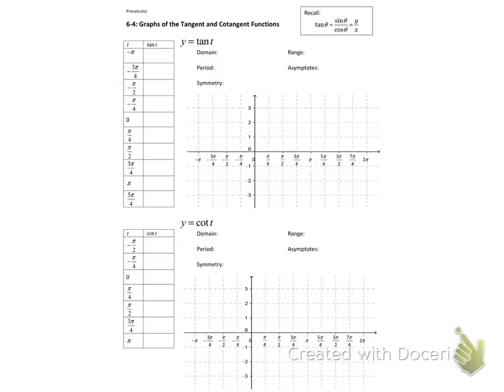The graphs of tangent and cotangent functions. The first thing we're going to do is fill out the table on the left, just like we did for the sine and cosine values. So, tangent at negative pi is 0. At negative 3 pi over 4, it's 1. At negative pi over 2, we have negative 1 over 0, so it's undefined.